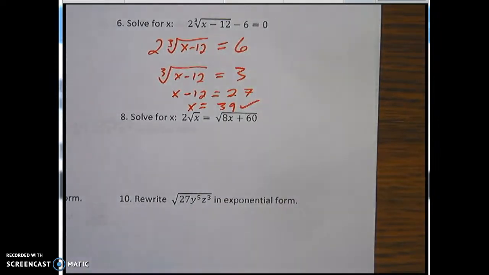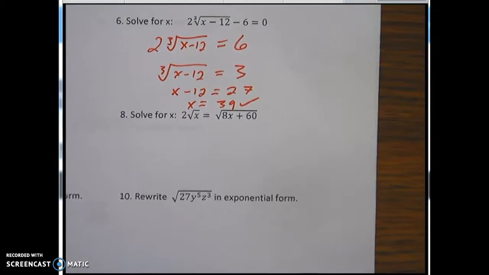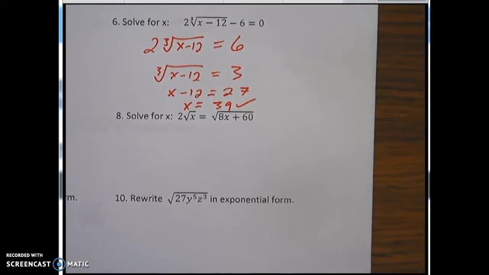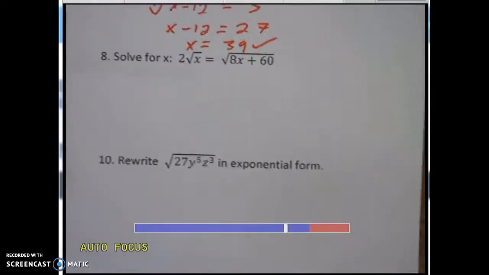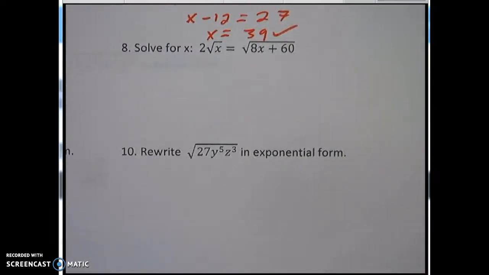The next one I want to talk about is another solving problem right there, number 8. So I'm going to zoom in on number 8. It's solved for x. You might be inclined to get rid of that 2 by dividing both sides by 2, but that actually doesn't help us very much, because if you divide this side by 2, you still got to divide the 2 over here.